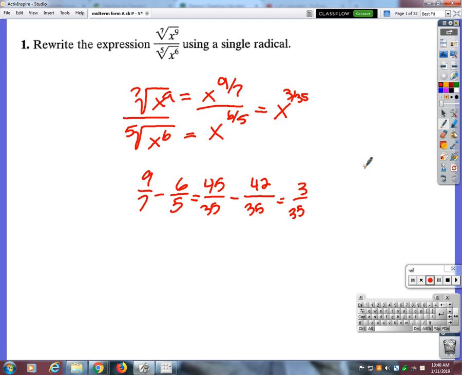Okay? So it's a two-step recall. Change both of the exponents into fractions. That's like the advanced math part of the problem. And then subtract the two fractions. That's supposed to be the easy part.